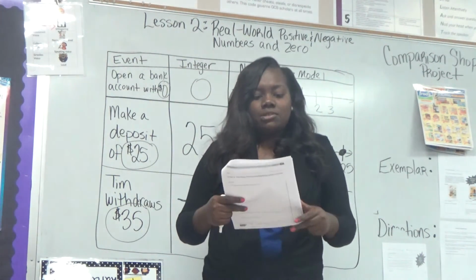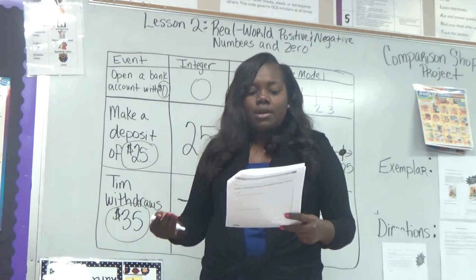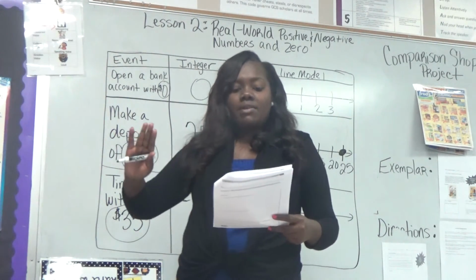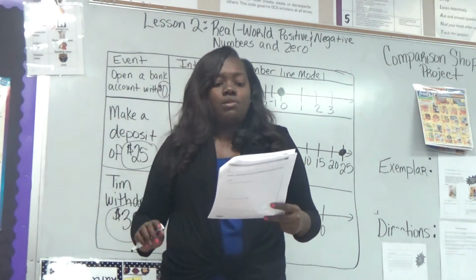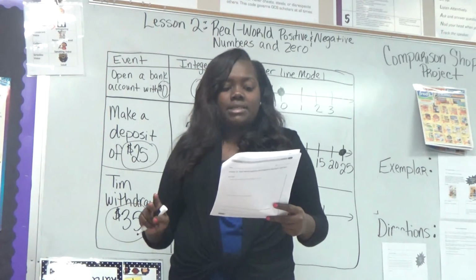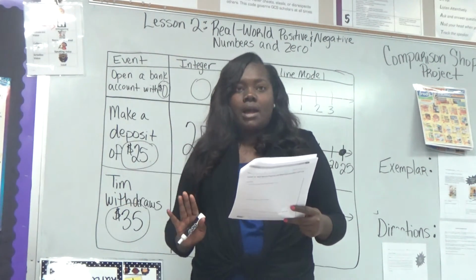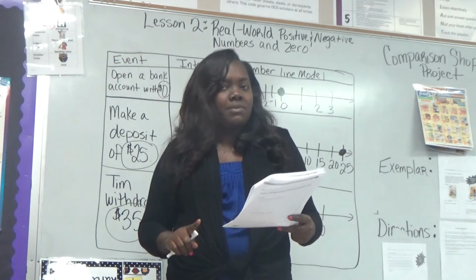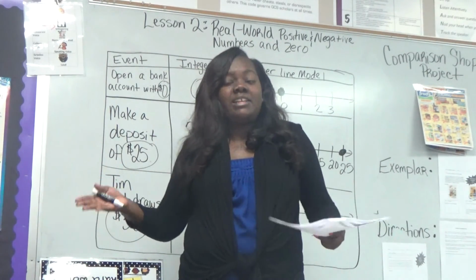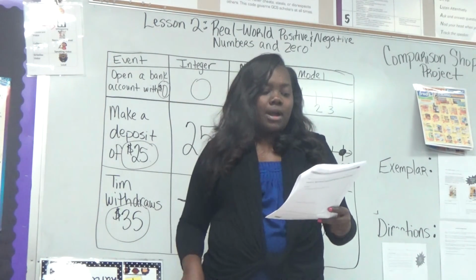When you make it to exercise 3 through 5, it says write each word under the appropriate column. So you have a column that says positive numbers and you have a column that says negative numbers. You are simply going to write down whether you have a gain, deposit, a loss, and you're going to put those words under the appropriate columns. Does a gain show a positive number or would a gain be a negative number? So I'm just going to tell you that one. A gain is a positive number. So you will write gain underneath the positive number column.